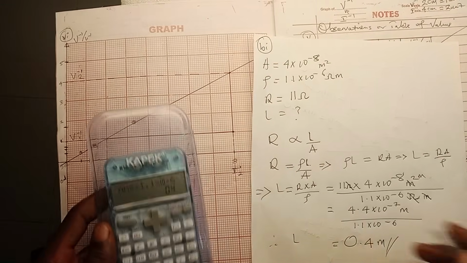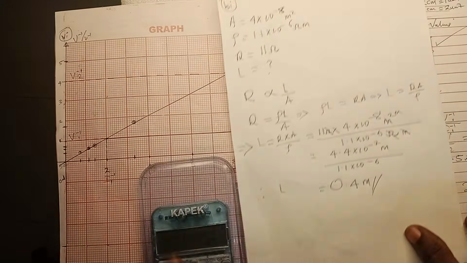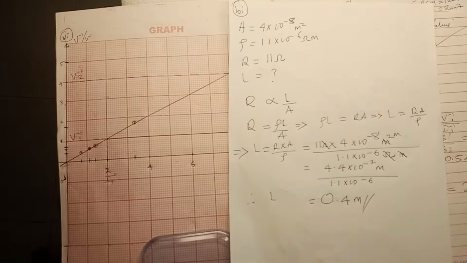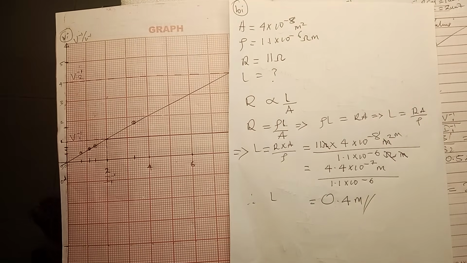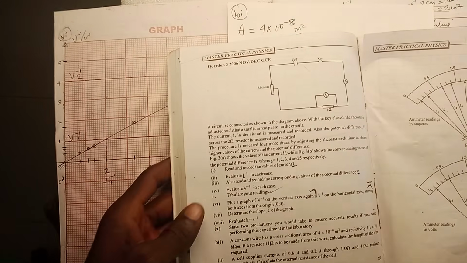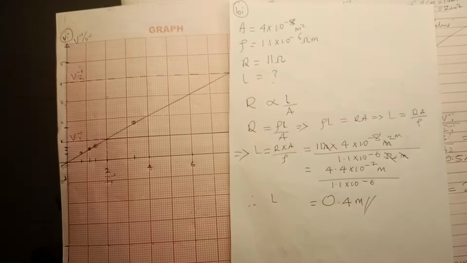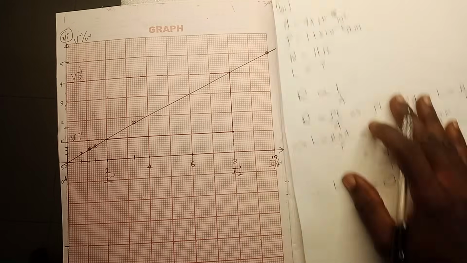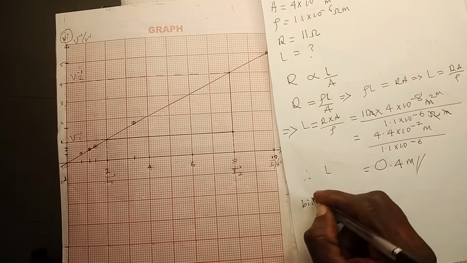Therefore, L is 0.4 meters. That's it. The last but not the least, the examiners ask us, we are done with this, that is BI. This is question BI. The next one is BII.